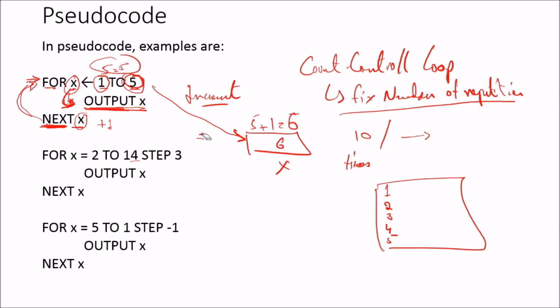Now you got 6 in your x. So 6 is not equal to 5. It is greater than 5. So it will terminate the loop. Right? So in output, you will see that the x was getting incremented 1, 2, 3 up to 5.